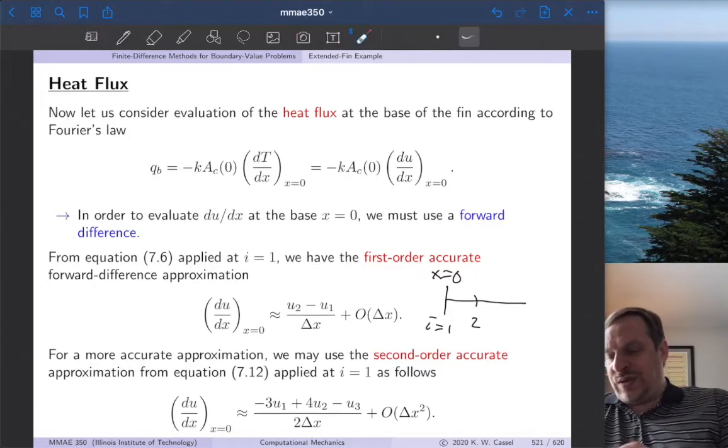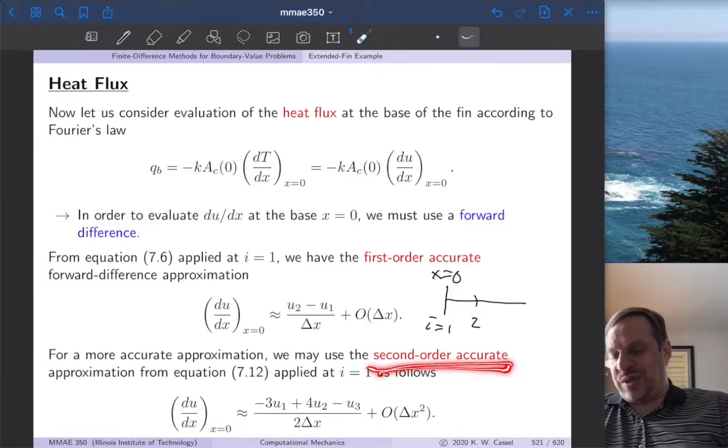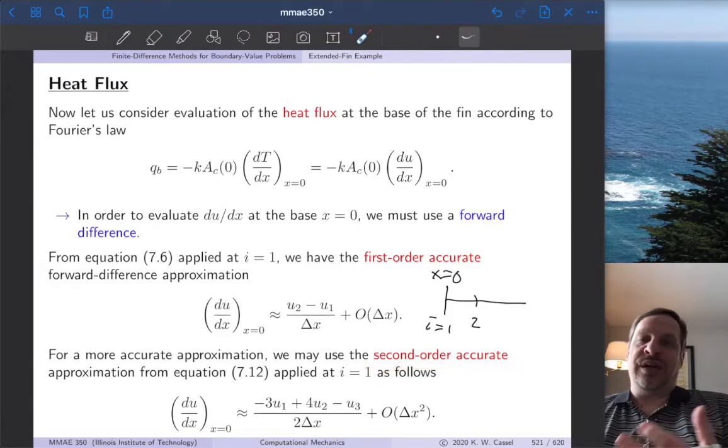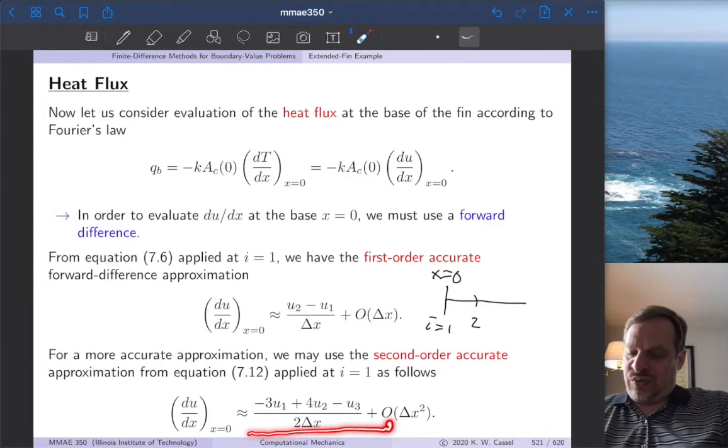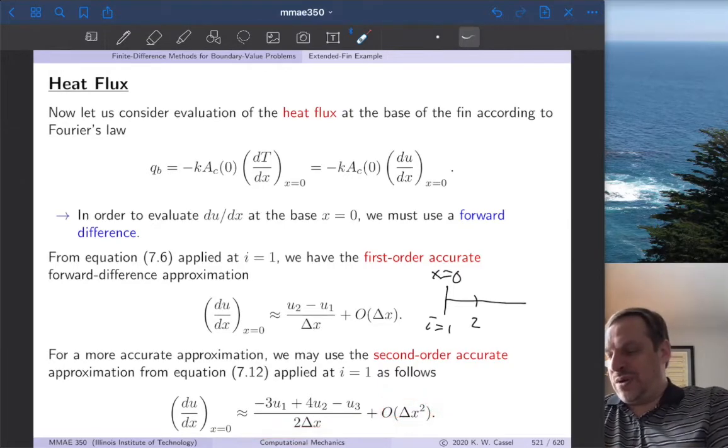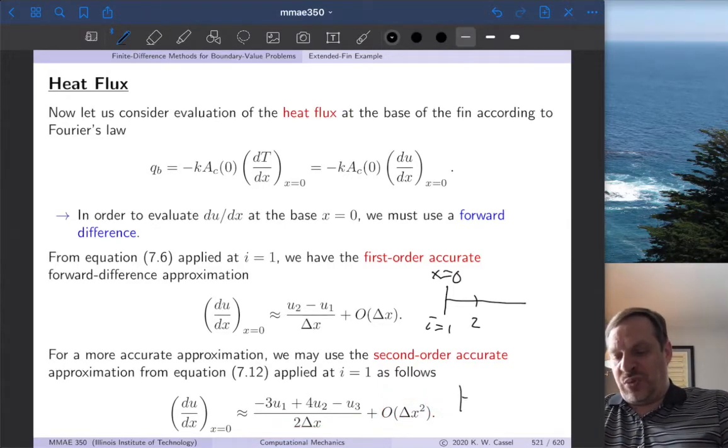For a second order accurate approximation, so first order accurate is not enough for us, we go to second order accurate. That we derived also in chapter 7. That's the minus 3u1 plus 4u2 minus u3 over 2 delta x. That is now second order accurate, but it involves one more point: 1, 2, and 3.